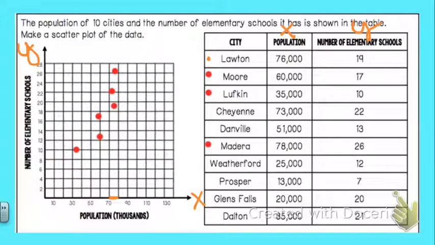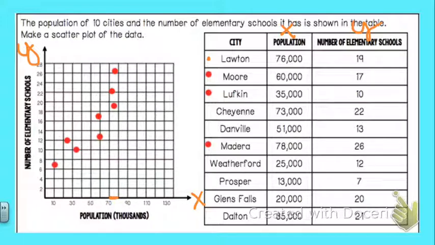Weatherford has 25,000 and 12 schools. So we're going to be in between the 20 and the 30. And they have 12 schools, which is going to put them about right here. I have Prosper, who has 13,000, which is right past the 10,000 with 7 schools.